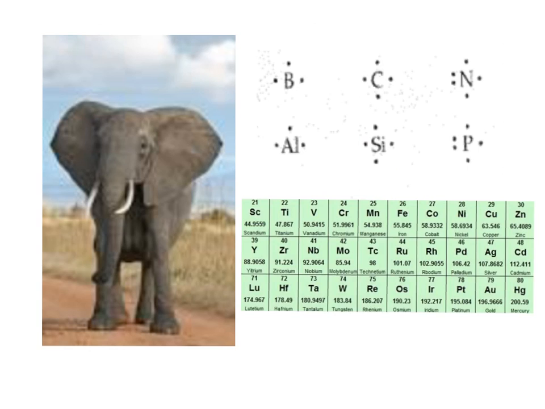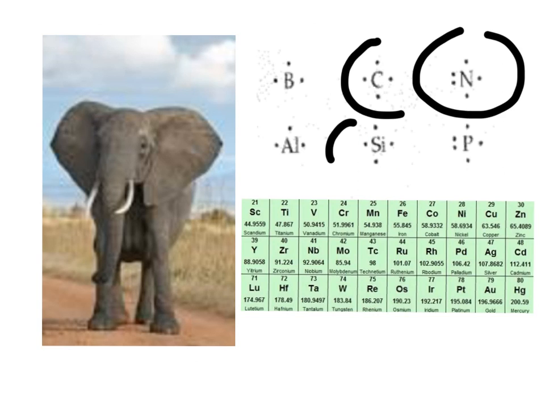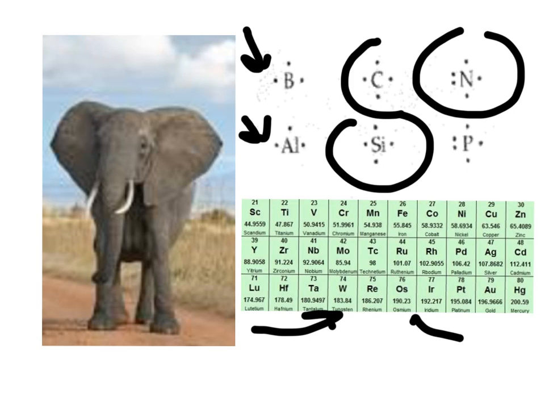Elements in the middle of the table have a tendency to be pretty stable, like the elephant that's standing on all 4 feet. So this could be non-metals like carbon or nitrogen, or metalloids like silicon. And some of the metals, too, are fairly stable. Aluminum is stable, boron is stable. And a lot of the transition elements are pretty stable.